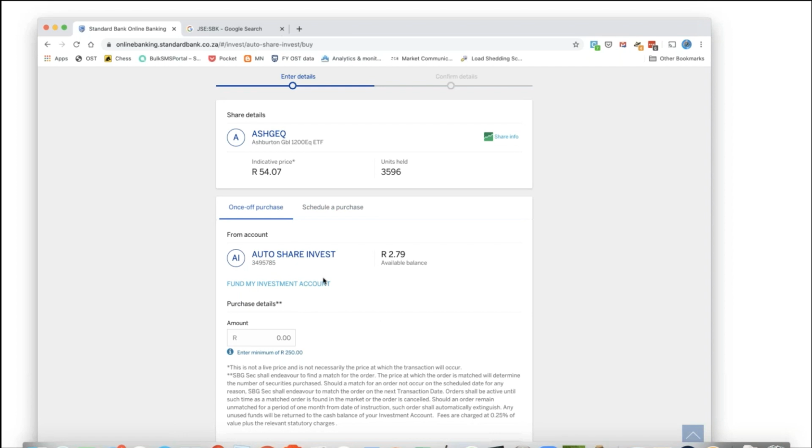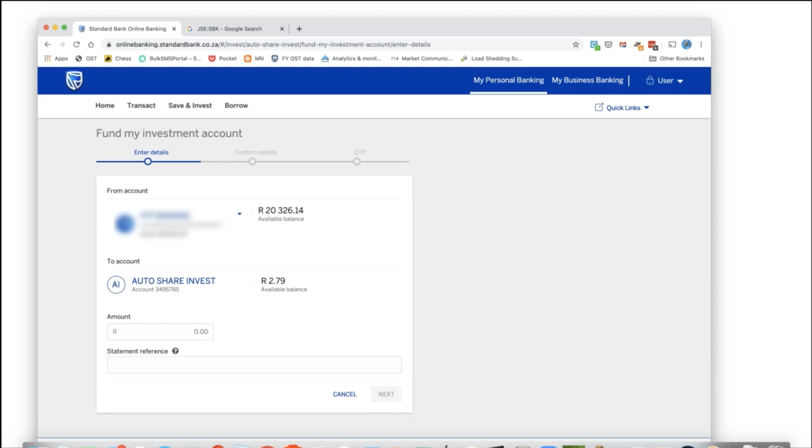Here, it's a case of, well, I want to go buy some, I'm going to do it. What in essence is an immediate trade. So fund my investment account. I'm going to say, please bring me 10,000. Have I got enough zeros?